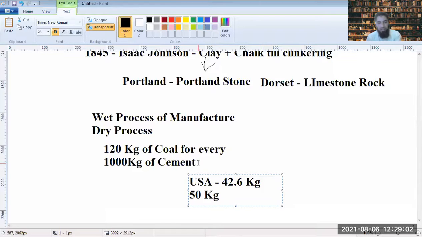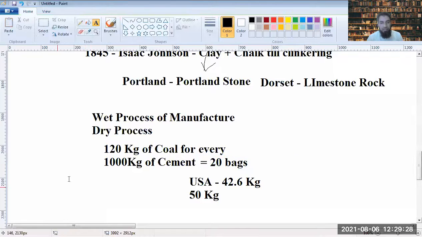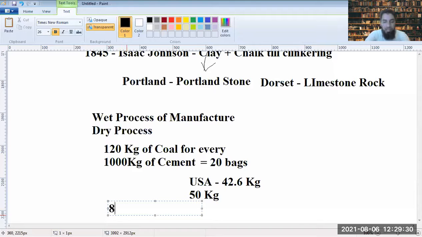Now, 1000 kg of cement means how many cement bags? Yes? Anyone? 20. 20 bags. So to make 20 bags of cement you need 120 kg of coal, in a wet process. In the dry process, you need less, 80 kg. In the dry process, you require 80 kg for 20 bags of cement. I'm talking about the Indian cement bag.